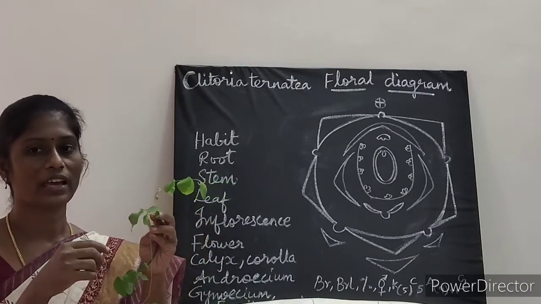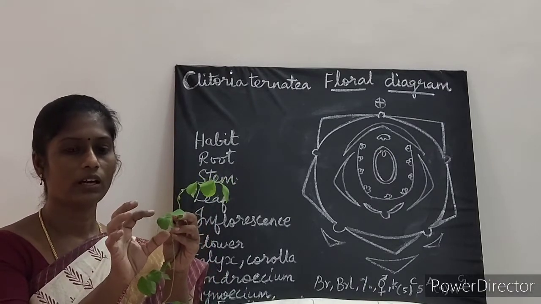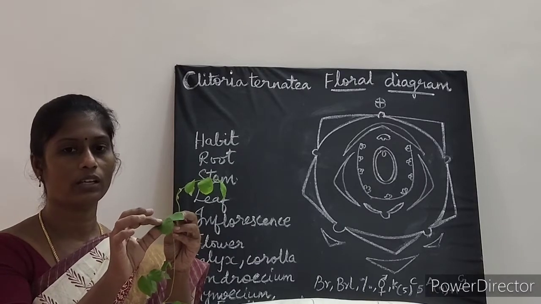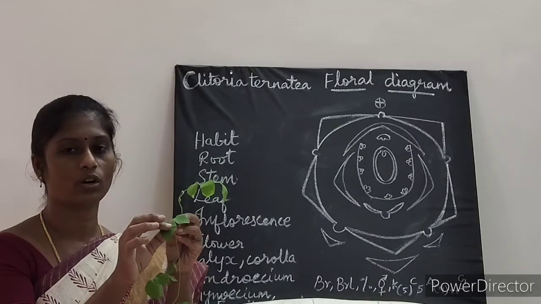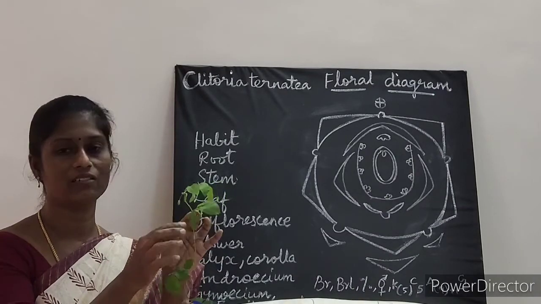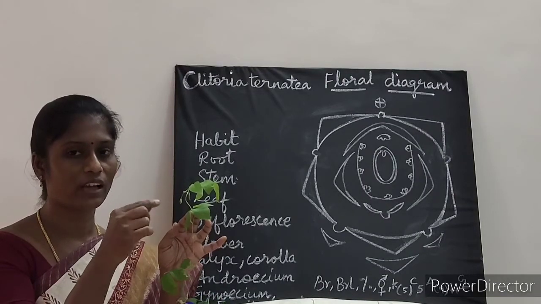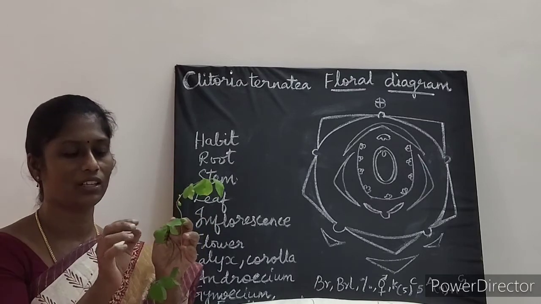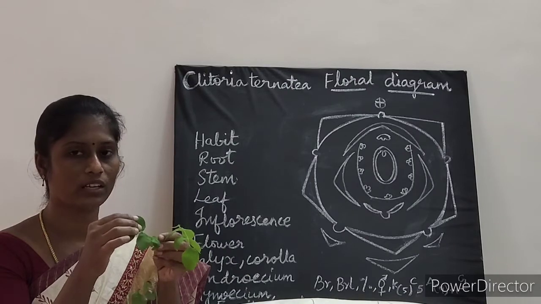Leaf. So the leaf character here is imparipinnate. Imparipinnate means what? An odd leaflet at the end. There is no pair. That is why it is called imparipinnate, and it is compound. And then alternate. The leaf arrangement is alternate. Each leaf is away from the node. Alternate, and then showing reticulate venation. The veins are present in the form of a network-like structure.